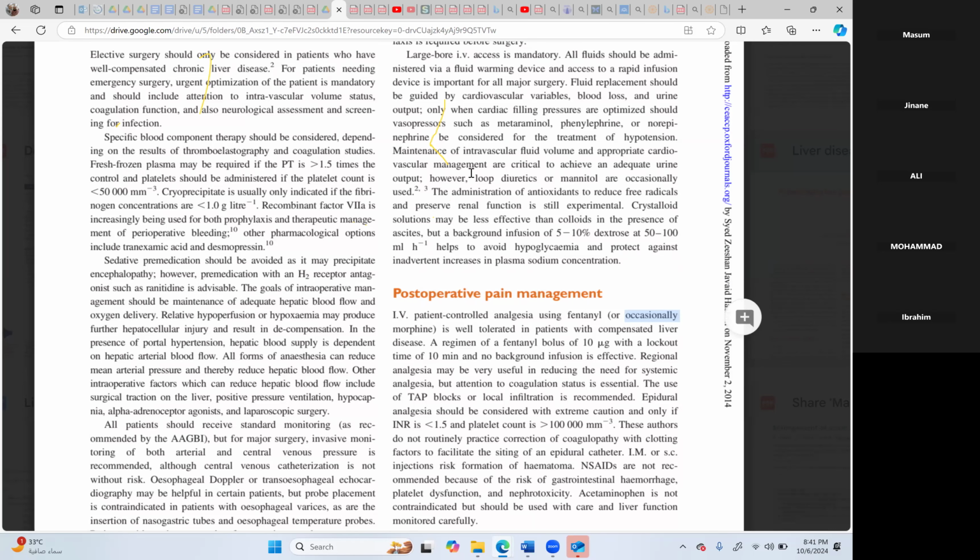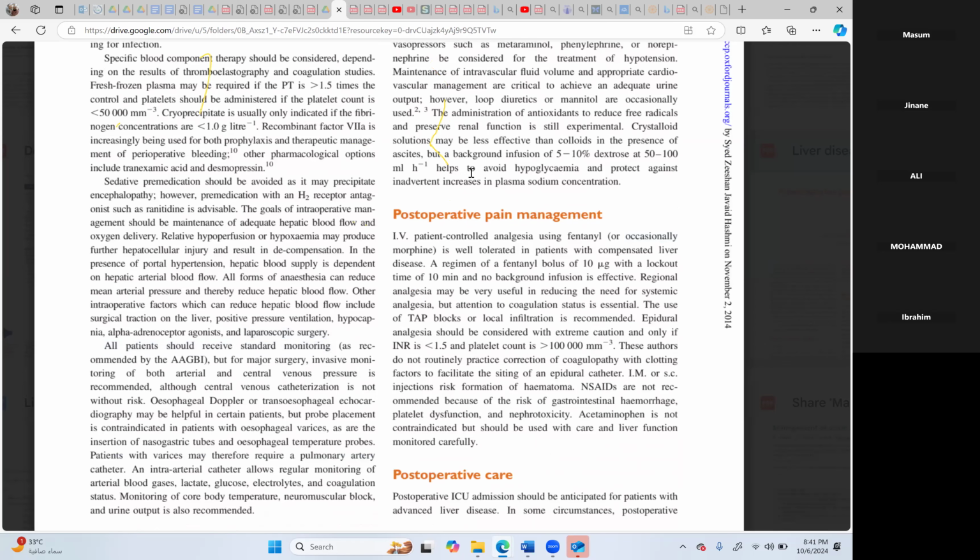Don't say anything openly. Another thing now, regarding analgesia: paracetamol is not fully contraindicated. You can give it in a reduced dose.